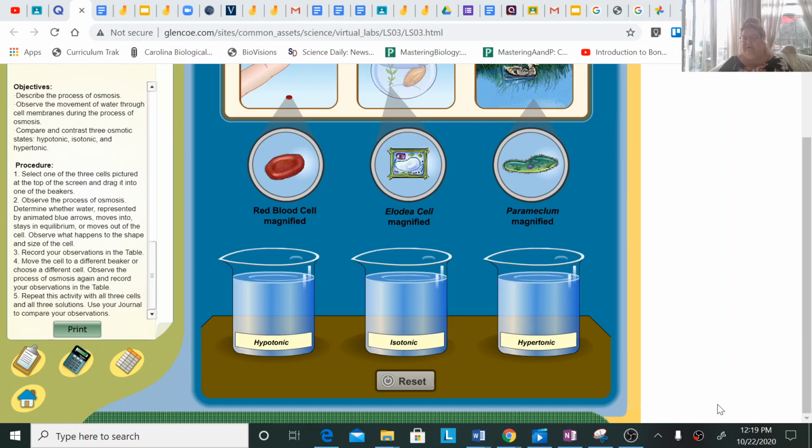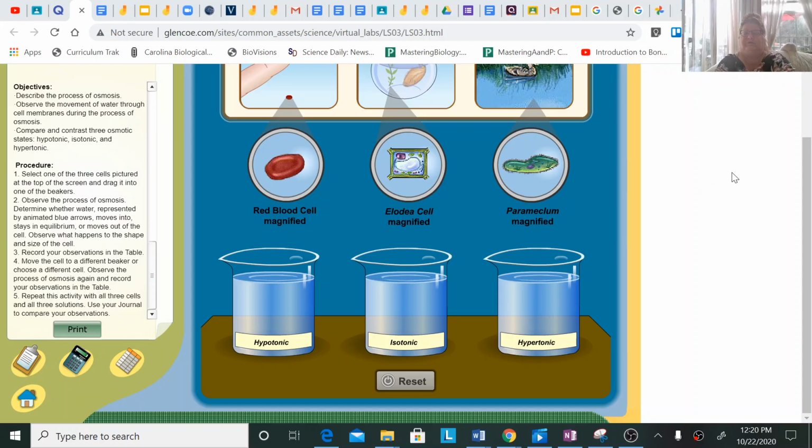So a hypotonic solution means that the cell has a low amount of solute outside, but a higher amount of water outside. We're also going to look at an isotonic solution, meaning that the inside and outside solutions are the same. So you have the same amount of water, and so water is going to enter and water is going to leave at the same rates.